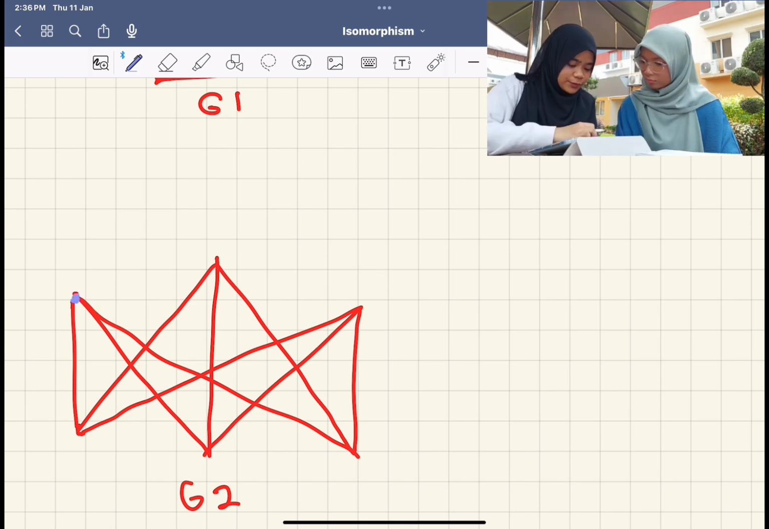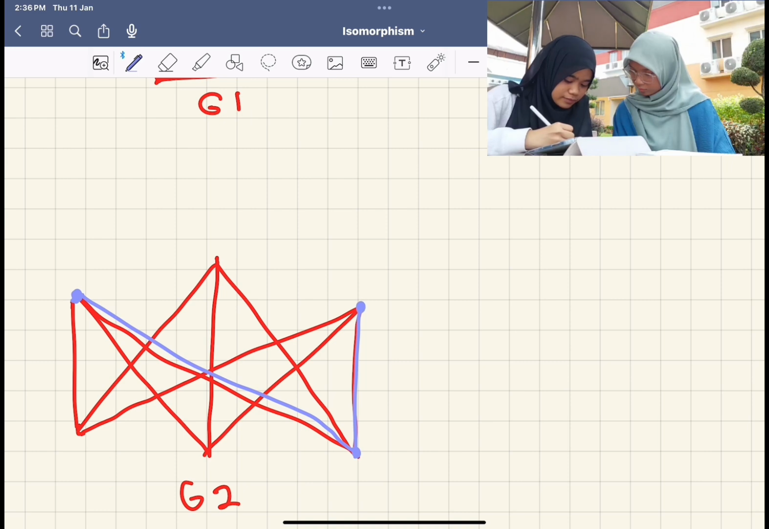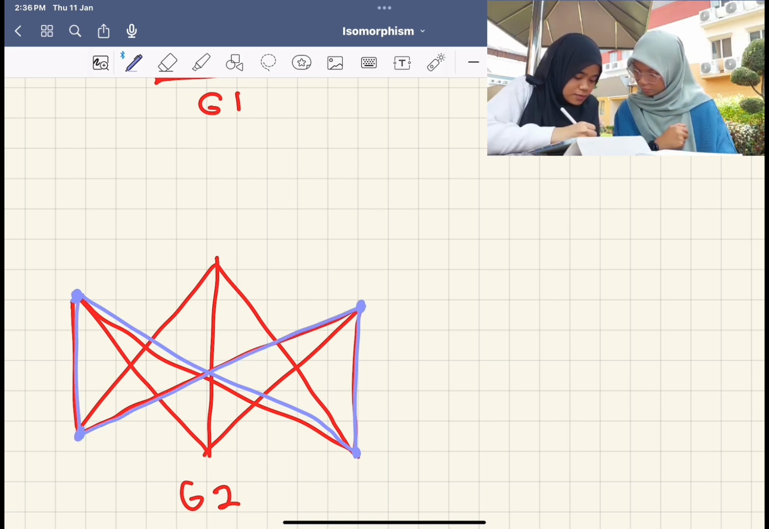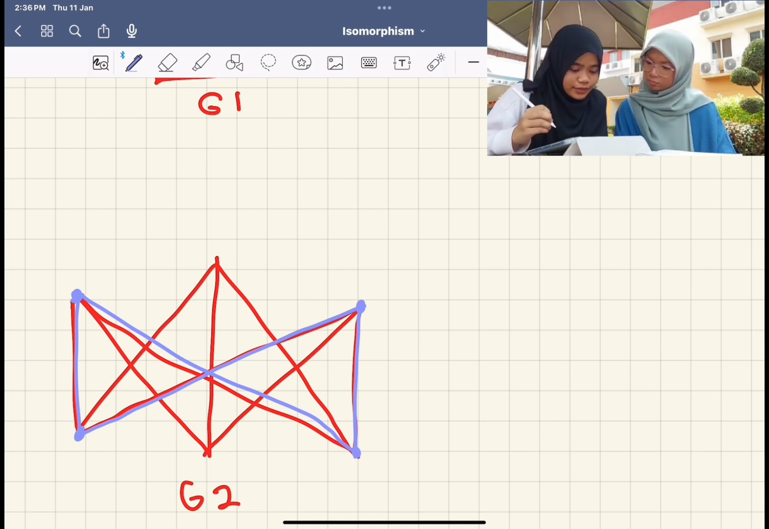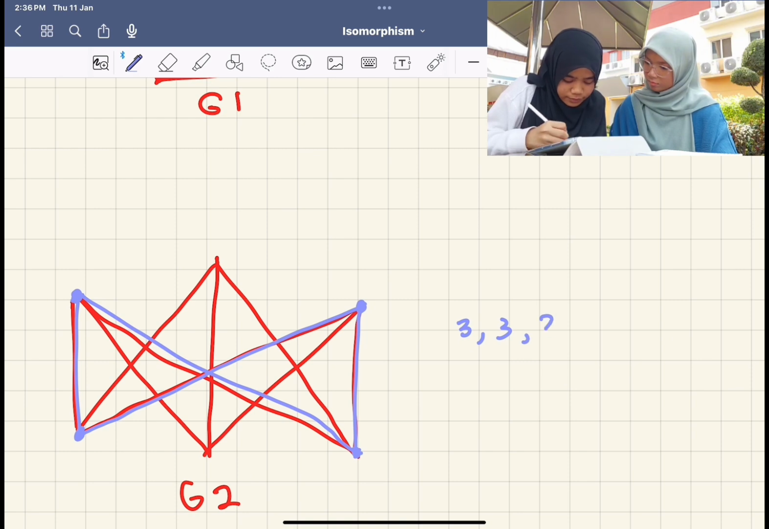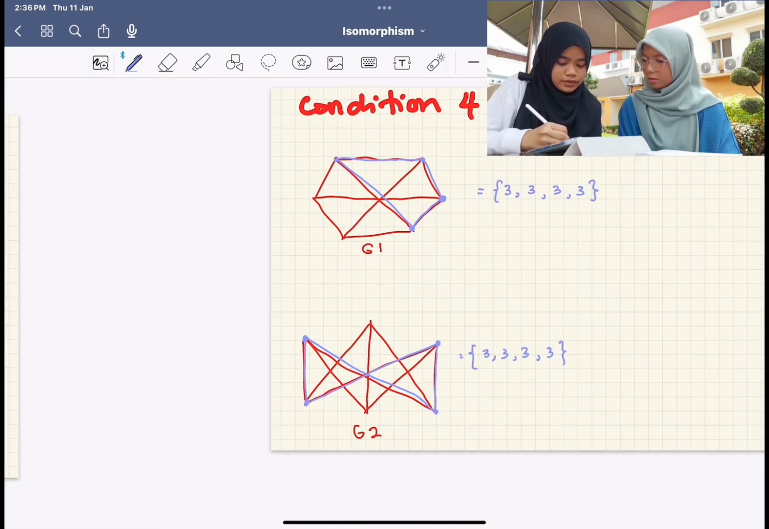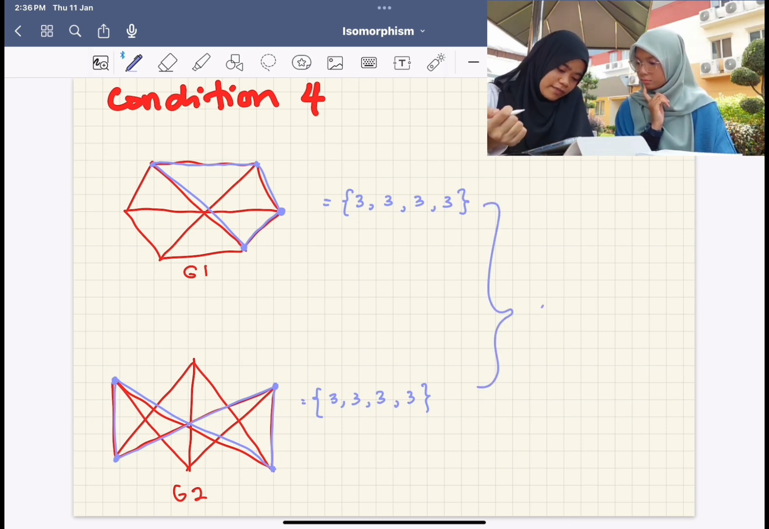Now we will look at graph 2. We can see the cycle will start from here, comes to here, comes to here, here, and comes back here. So now we will count the cycle length, which is 3, 3, here is 3, and here is also 3. So from what we can see, they both have the same cycle length. Therefore, graph 1 and graph 2 satisfy condition 4.